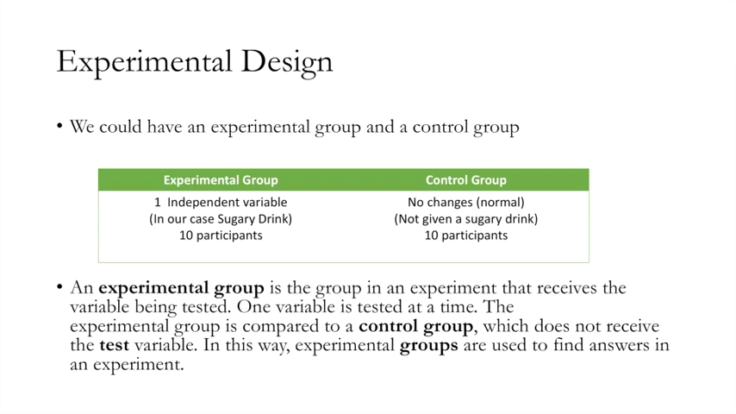So, an experimental group is the group in an experiment that receives the variable being tested, and one variable is tested at a time. The experimental group is compared to a control group, which does not receive the test variable. In this way, experimental groups are used to find answers in an experiment. So that's maybe quite intuitive. We'd give somebody, or the group, the thing that we're trying to measure, in this case, sugary drink on sleep pattern, and we'd have a control group that is not given the sugary drink, and we'd measure sleep pattern. So that's quite intuitive, and that would probably be quite a straightforward way to approach this experiment.